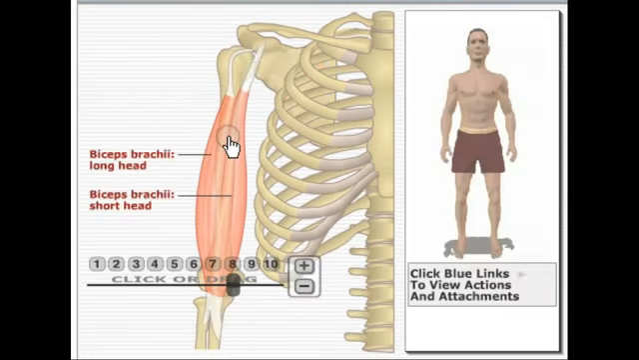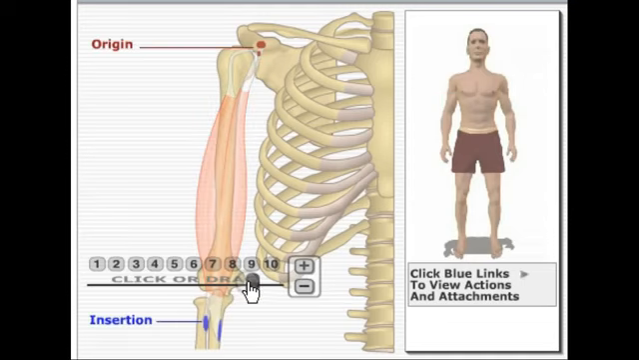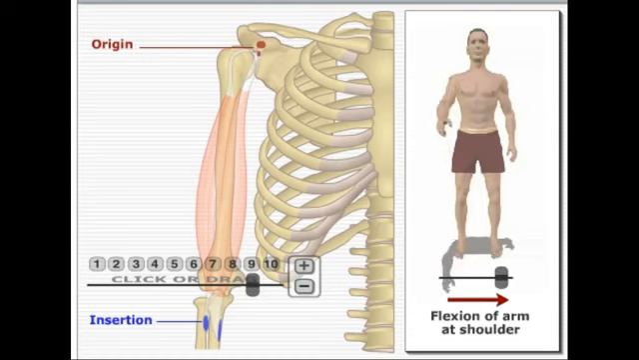Here we have the biceps brachii muscle. It's called biceps because it has two heads. The origination of the long head is going to be the supraglenoid tubercle of the scapula, and it inserts down here on the radial tuberosity of the radius. The short head is going to originate in the coracoid process of the scapula and insert on the radial tuberosity of the radius as well. The main action the biceps perform is flexion of the arm at the shoulder. It also flexes a supinated forearm and supinates the forearm as well.